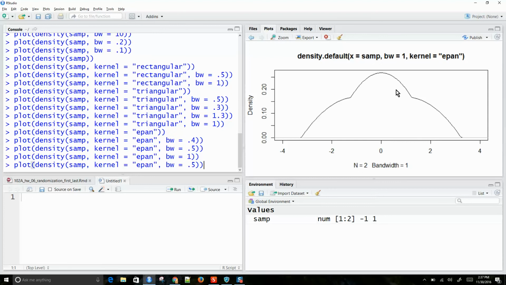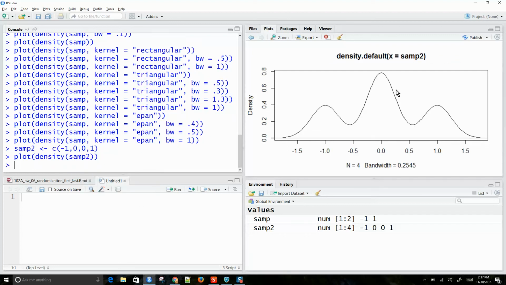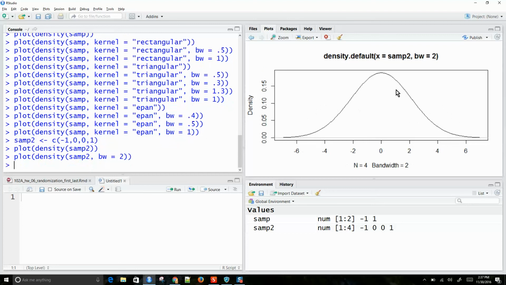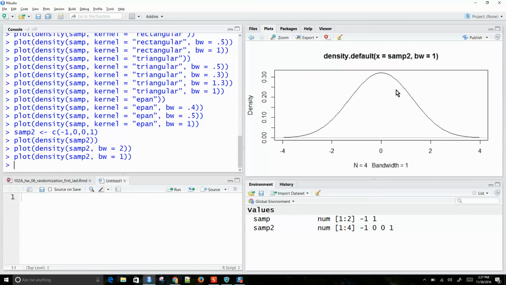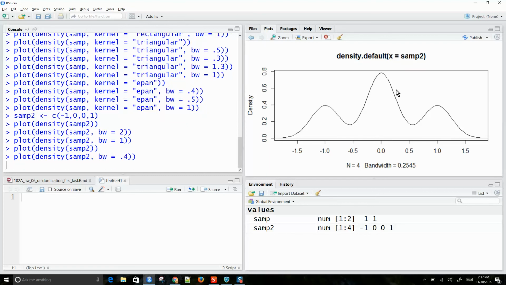Let me change my sample to -1, 0, 0, and 1, and we'll do some of these similar things here. Plot density of our sample 2. This is our default. Okay, we get that shape there, and if I increase the bandwidth to something greater, it really smooths out the shape. The default bandwidth here is 0.245. Even just a small increase to 0.4 smooths things out a lot.